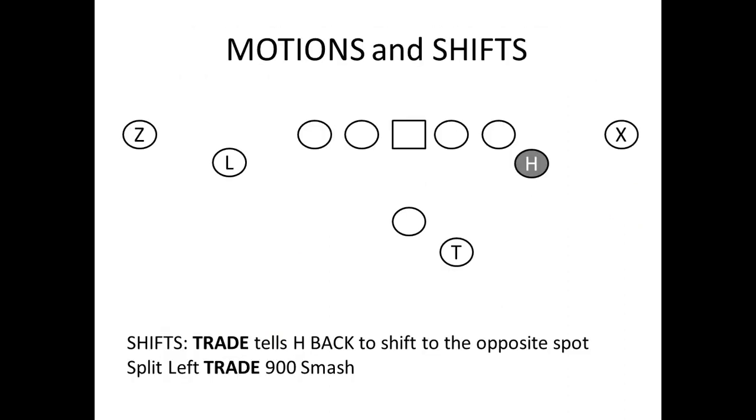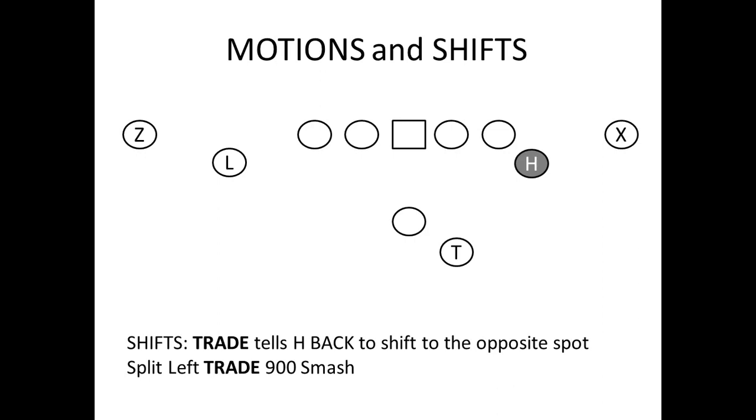Next, motion and shifts. Here we are in split left. Trade for us tells the H-back to shift to the opposite spot. Right now, he's in the 4 spot. If we want him to trade to the 5 spot, we just say trade, something that he is ingrained on early on in our offense.